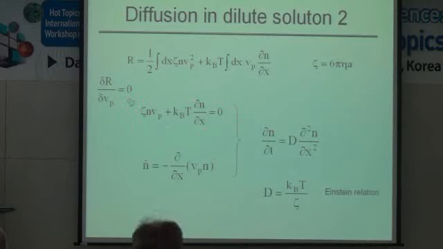simple formula. And this combined with this conservation equation gives you this diffusion equation, where the diffusion constant D is now given by kBT divided by this friction constant of a particle, the famous Einstein relation.